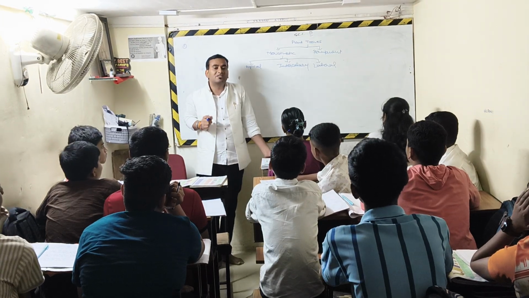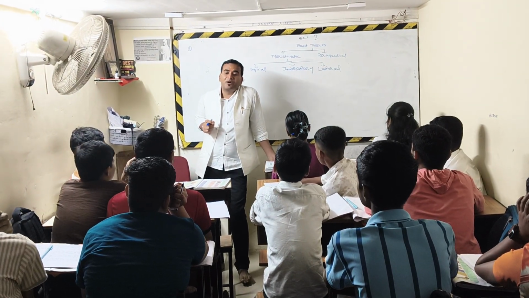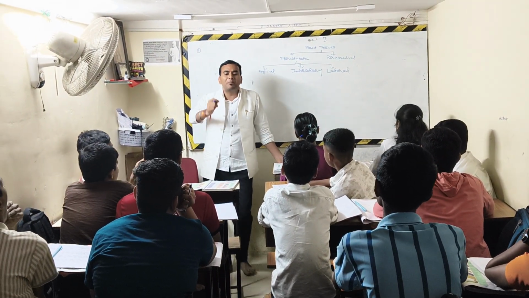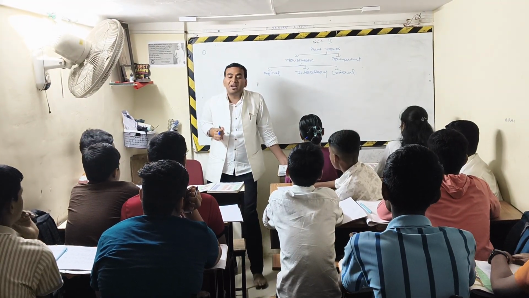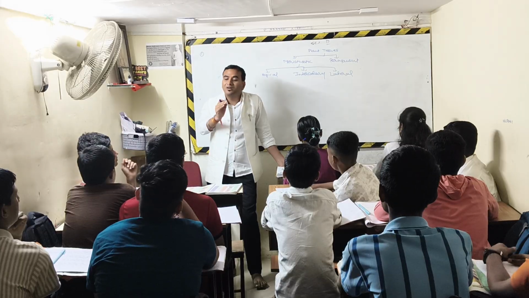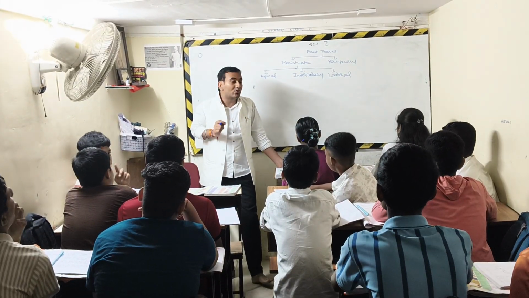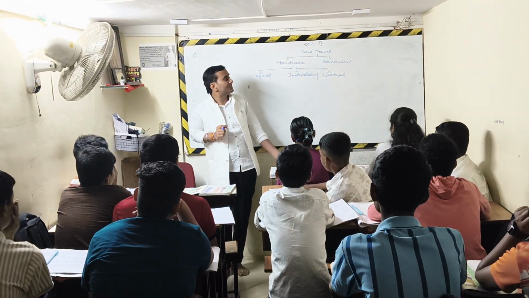Second is intercalary meristematic tissue. This tissue is found at the base of the leaf, or you can say on the petioles, and this intercalary meristematic tissue is responsible for growth of leaves and growth of branches.